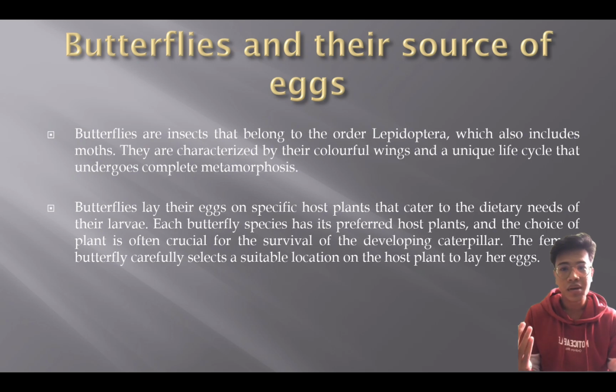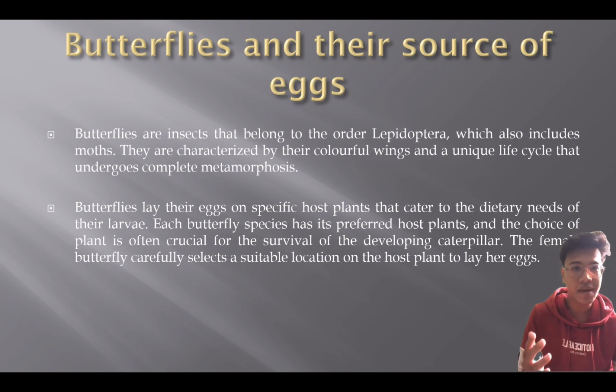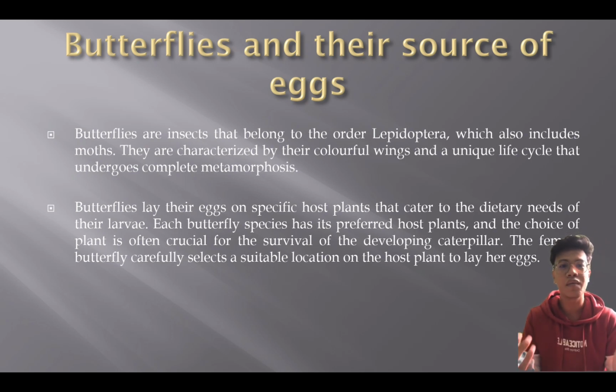So, what is their source of eggs? Butterflies lay their eggs on specific host plants that cater to the dietary needs of their larvae. Each butterfly species has its preferred host plants, and the choice of plant is often crucial for the survival of the developing caterpillar. So, the female butterfly carefully selects a suitable location on the host plant to lay her eggs.